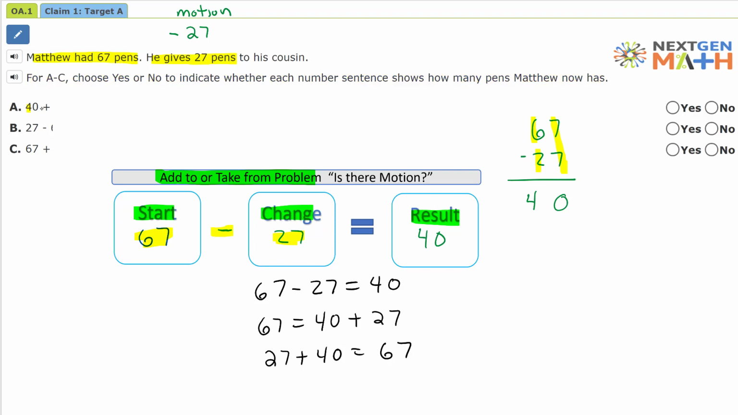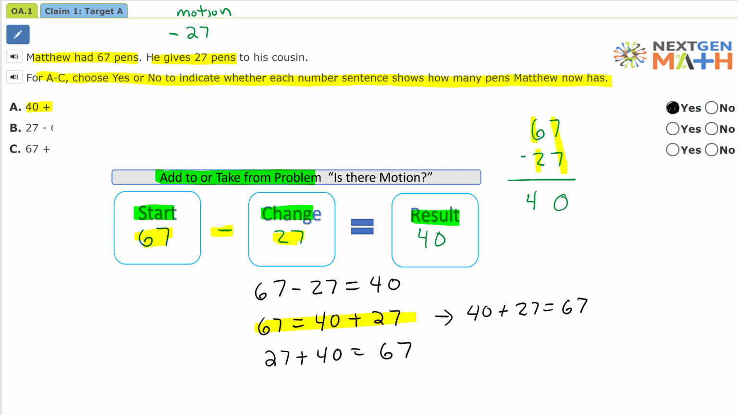So let's go ahead and answer the question. For A through C, choose yes or no to indicate whether each number sentence shows how many pins Matthew now has. So for A, 40 plus 27 equals 67. Well, that's right here, so that works. So we're going to mark that as a yes. That's a yes. And remember, we can rewrite this as 40 plus 27 equals 67.